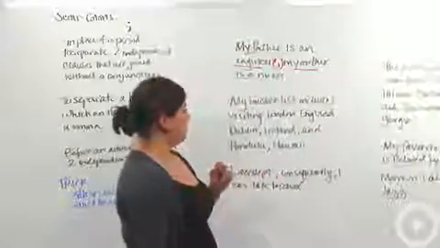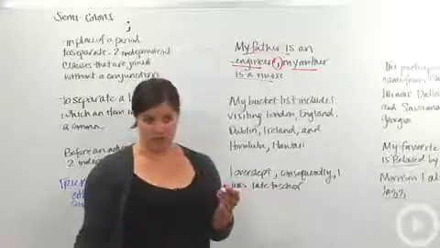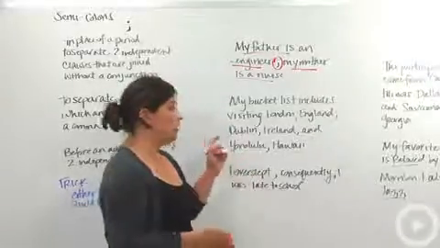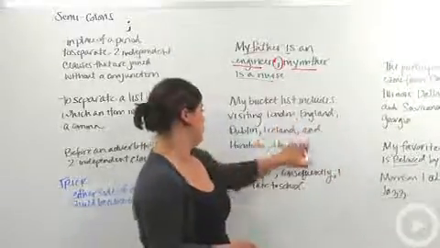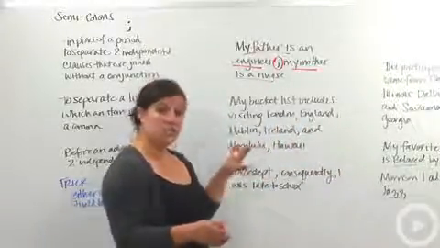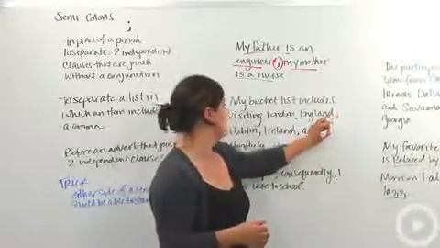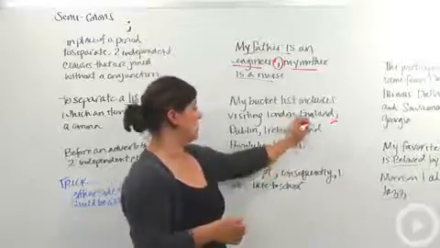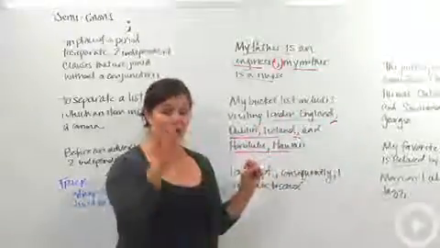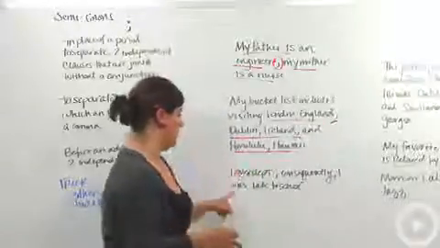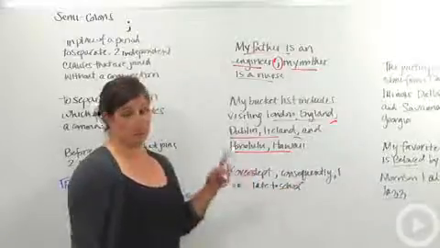What about this one? My bucket list includes visiting London, England; Dublin, Ireland; and Honolulu, Hawaii. This is one of those where it would have gotten really confusing had I used commas everywhere. I would have had five commas. So instead, I provided clarification by splitting up my list with semicolons, here and here, because my items, London, England, Dublin, Ireland, and Honolulu, Hawaii, already had commas in them. Finally: I overslept; consequently, I was late to school.